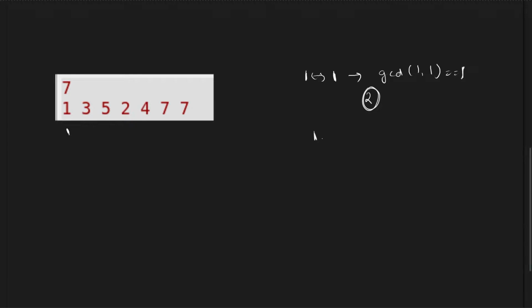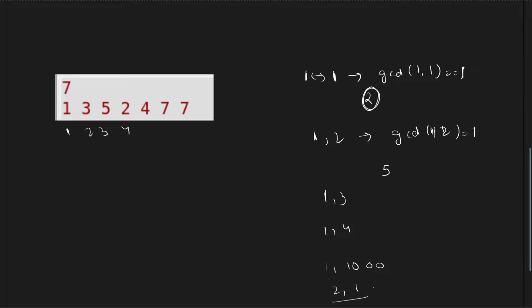Then I can check for 1 comma 2, if 1 and 2 are present. If they are present and their GCD is 1, I can just add their indexes, 4 plus 5. Then I can check for 1 comma 3, similarly for 1 comma 4, and up to 1 comma 1000, right? And then I will start for 2 comma 1.